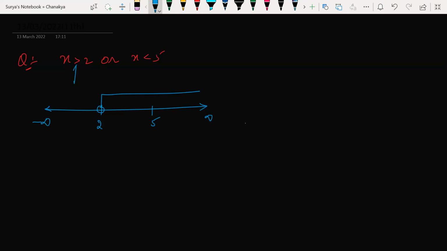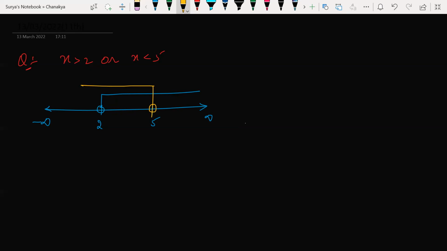He has given the greater than symbol, not greater than or equal to, so you cannot include 2. X greater than 2. X less than 5. Look at this. X less than 5 is going to be this one, so I'm making a notch here. X less than 5. Clear?